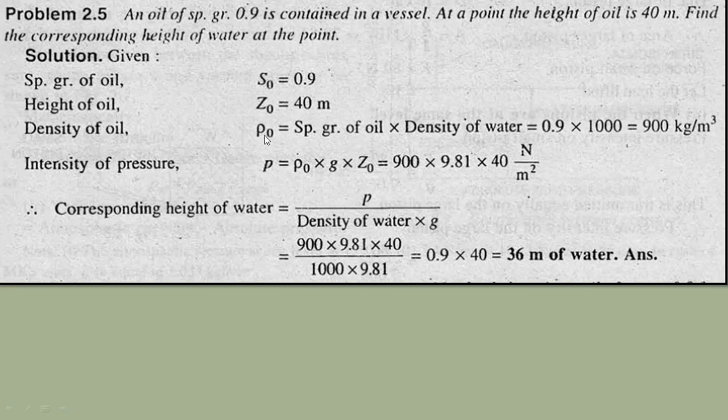Density of oil, rho O is equal to specific gravity of oil into density of water is equal to 0.9 into 1000 is equal to 900 kg per meter cube. So intensity of pressure P is equal to rho oil into g into Z oil, so 900 into 9.81 into 40. So the corresponding height of water is equal to P, that is intensity of pressure, divided by density of water into g. So this is the formula.